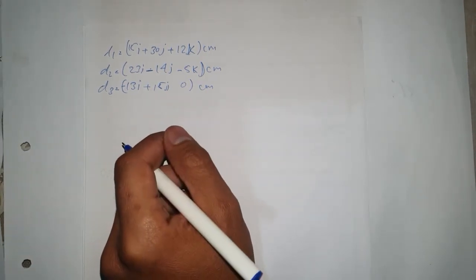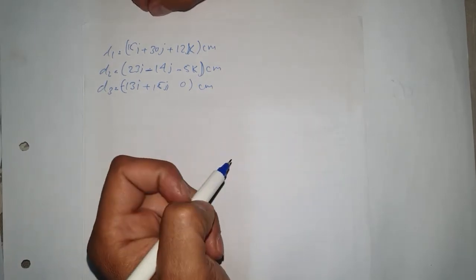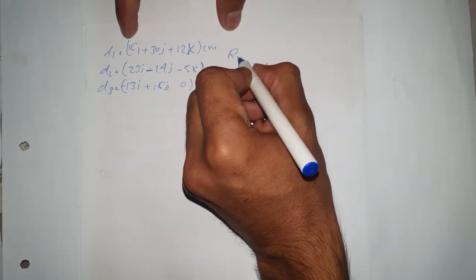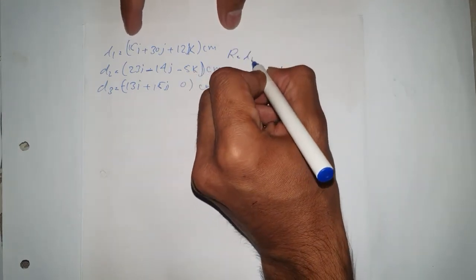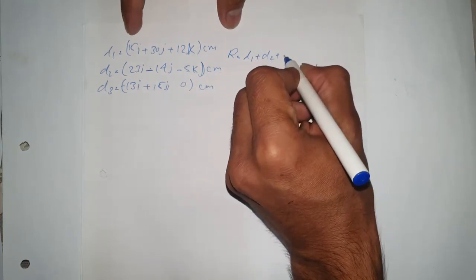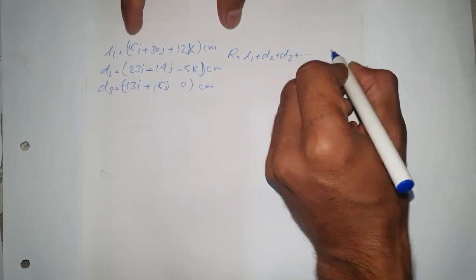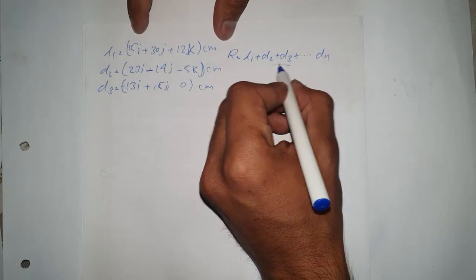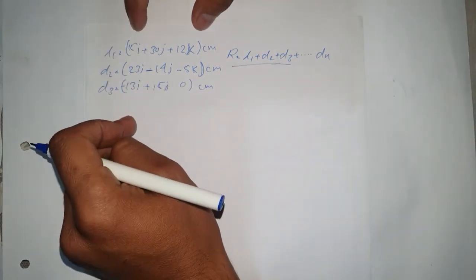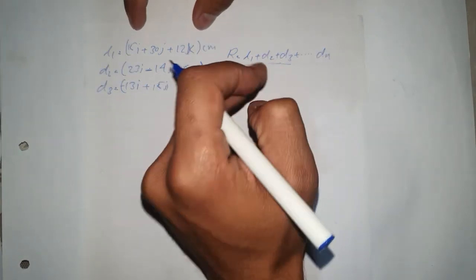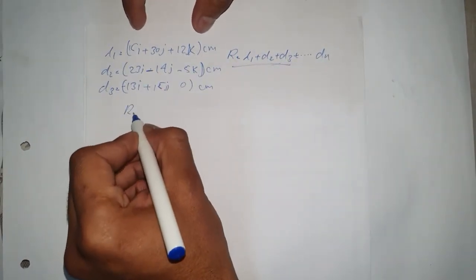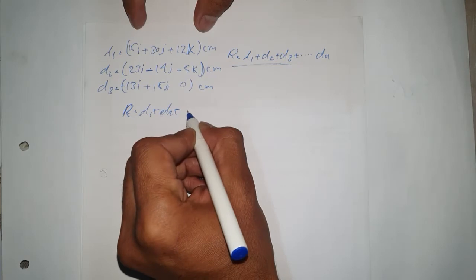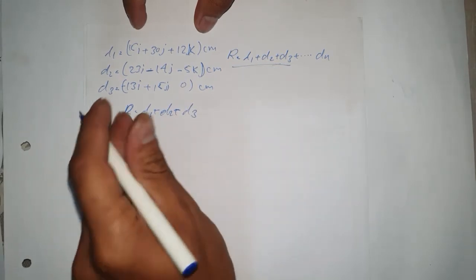To find the resultant displacement, we have the formula r equals d1 plus d2 plus d3 up to dn. We add up all of them. Now we have just three displacements, so we'll use up to 3: r equals d1 plus d2 plus d3. We add up all those things that we have here.